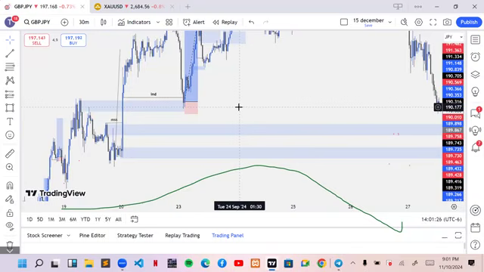Reversals happen from a point of interest. Let's say, for example, your trade was bullish, yeah.